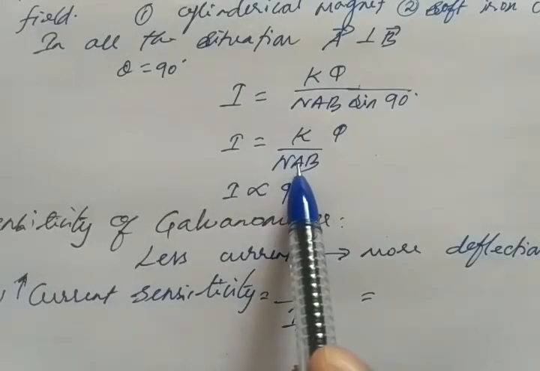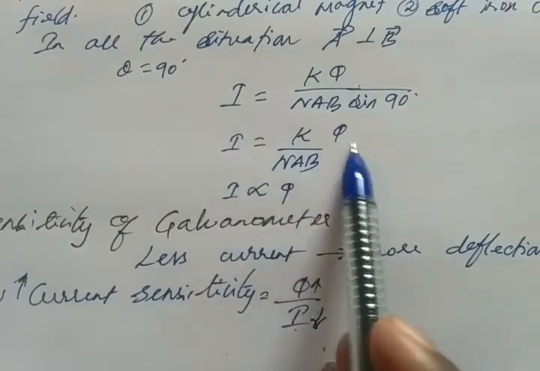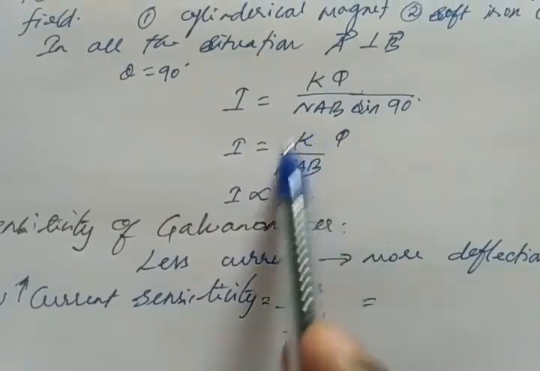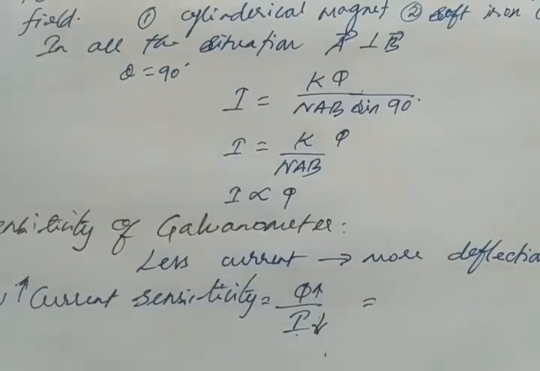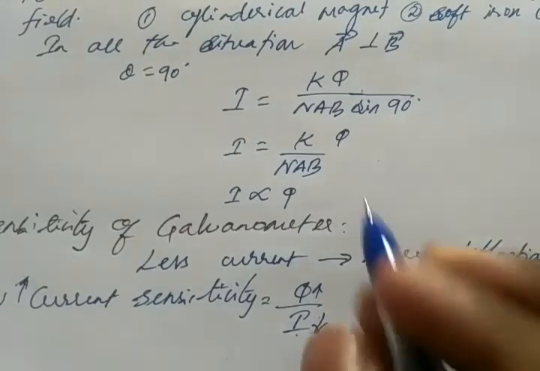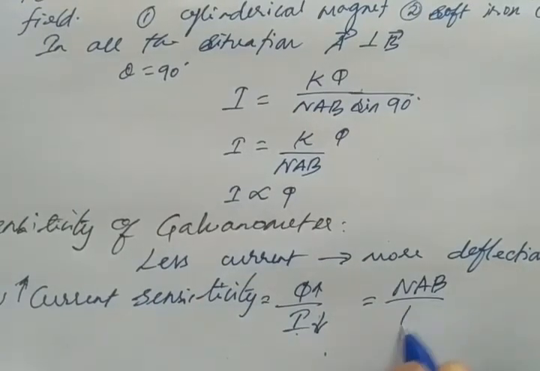From this equation, take phi by I. So here we have phi, and this I comes this side, phi divided by I, and this whole term goes to the left hand side of the equation. Then it will become NAB by K. So phi by I from this equation will be equal to NAB by K.